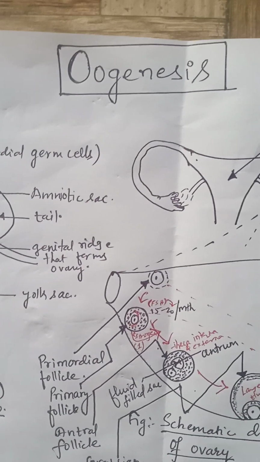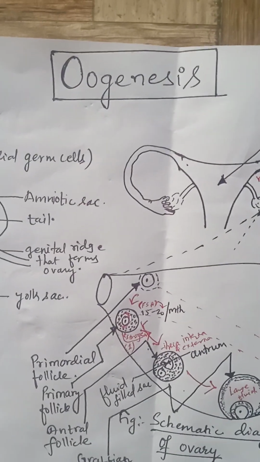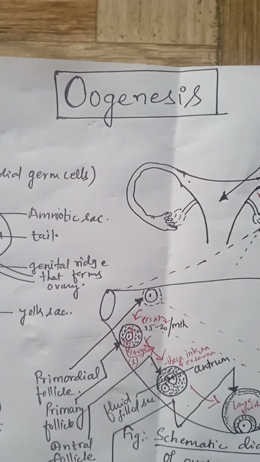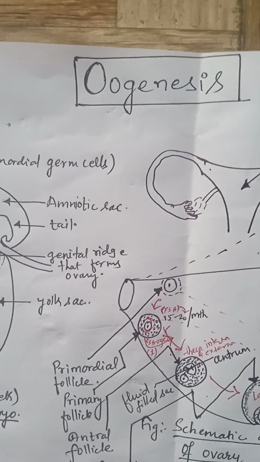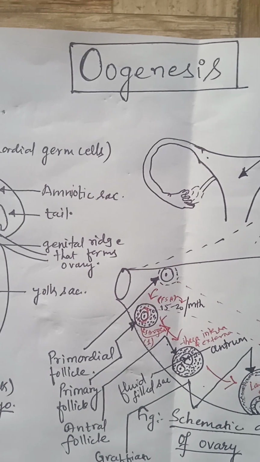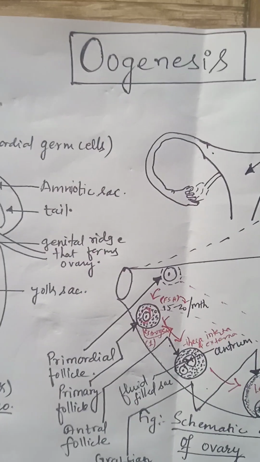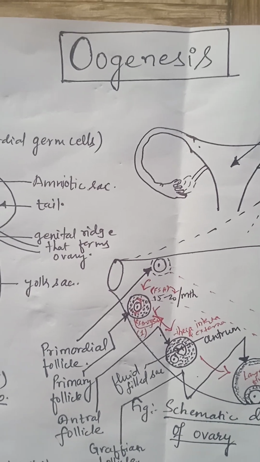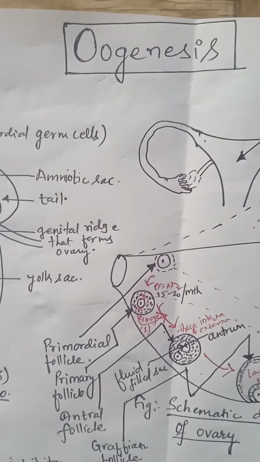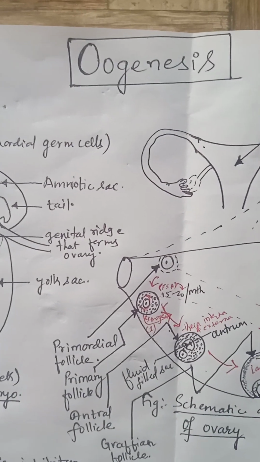So oogenesis is a little bit different from spermatogenesis. Spermatogenesis mostly occurs at the time of puberty of the males, while when you see oogenesis, some part of it is already completed by the birth of a child, and the remaining part is completed at the time of puberty of a female.